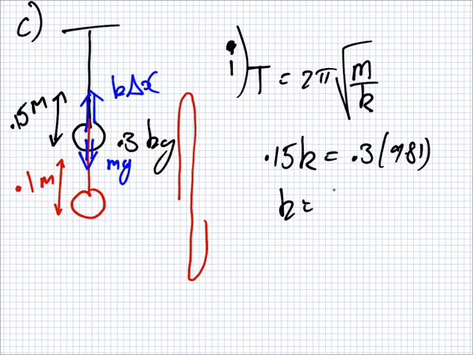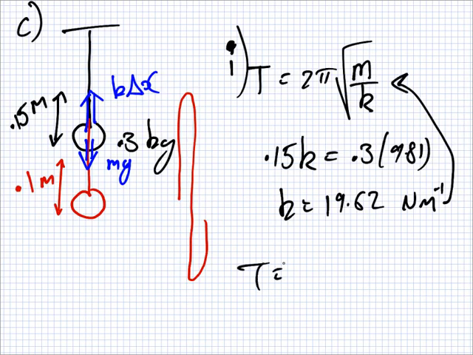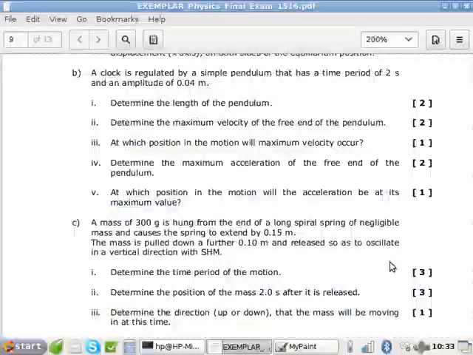Did he actually ask for the k as a later part? No. Okay. But we need it anyways. 19.62 newtons per meter. Pop that in there and I can get the T. Is the time 0.7769 seconds? Yes. What's next now?